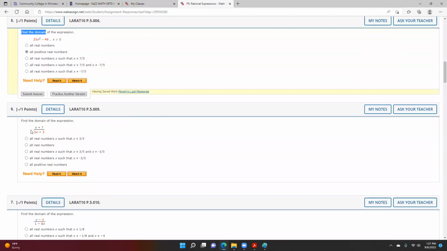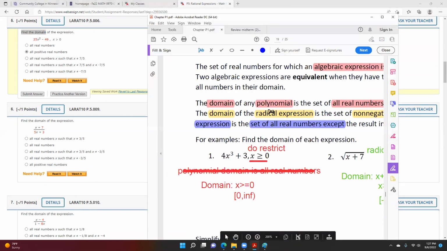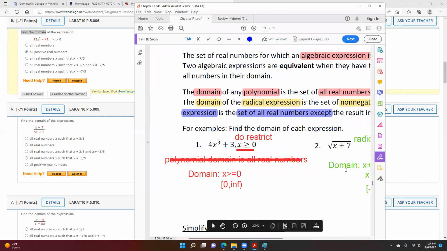Next, can someone tell me what this expression is? Is this expression a polynomial, radical, or rational expression? Rational. So this is a rational expression because it's a fraction. And what did I mention about the rational is all real numbers except any number that will make your denominator become 0, right?